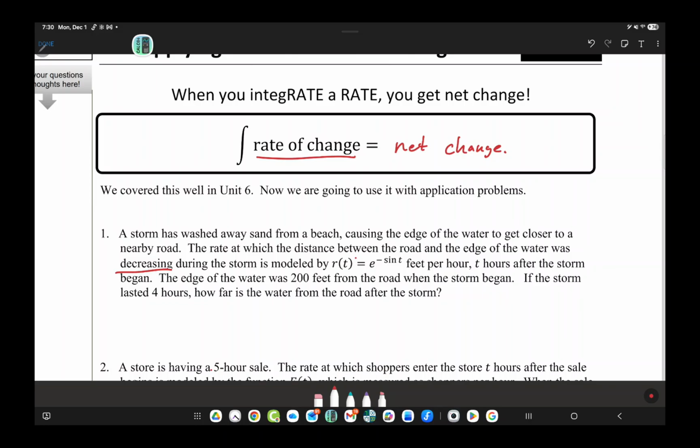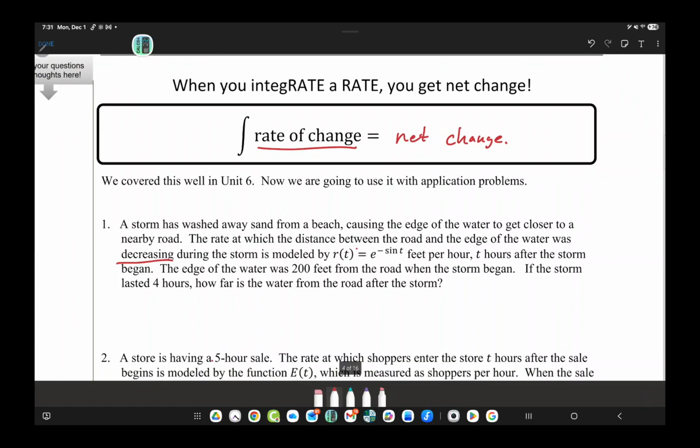Okay. So being from Florida and actually seeing roads being washed away after storms because they're right next to the water, it was actually a pretty good question.